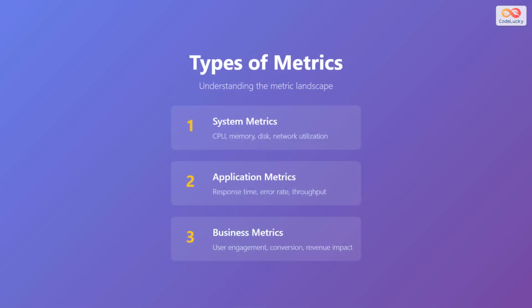There are three main categories of metrics to understand. System metrics track the health of your infrastructure. Things like CPU usage, memory consumption, disk space, and network bandwidth. Application metrics focus on how your code is performing: response times, error rates, and how many requests you're handling per second. Business metrics measure the real-world impact: user engagement, conversion rates, and revenue impact. All three are important because together they tell you the complete story of what's happening.